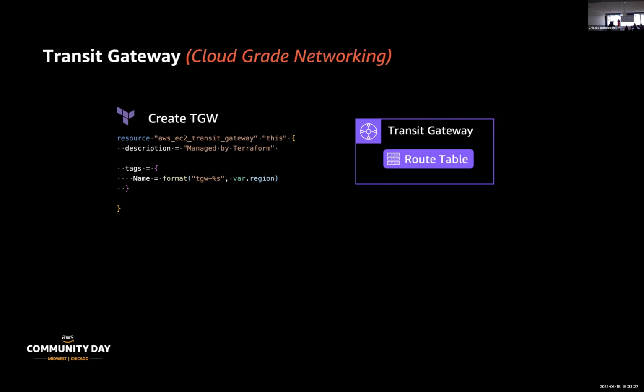So to create a transit gateway by default, I'm essentially just putting in a description and a name, and I can create a transit gateway. That's how easy it is. Now this keeps all the defaults on, and we'll discuss that in a second, but what I'm going to get here is a transit gateway and a default route table.